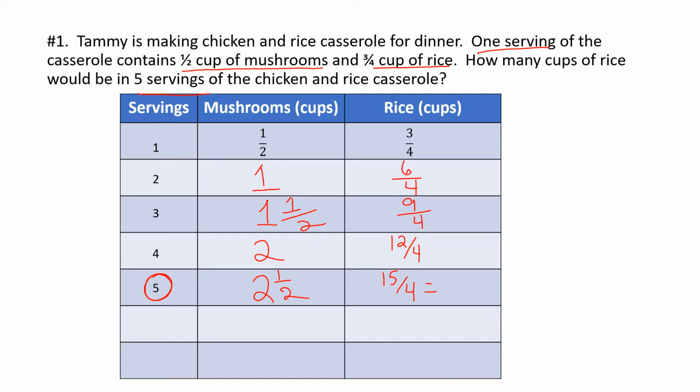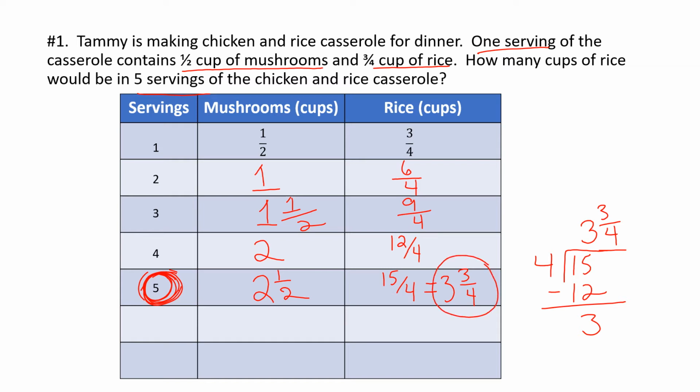Now, we know that 15/4, if we were to change that into a mixed fraction, 4 would go into 15 3 times. 3 times 4 is 12. 15 minus 12 is 3. So we get 3 3/4. So when there are 5 servings of chicken and rice casserole, that will require 3 3/4 cups of rice. So our answer is 3 3/4 cups.